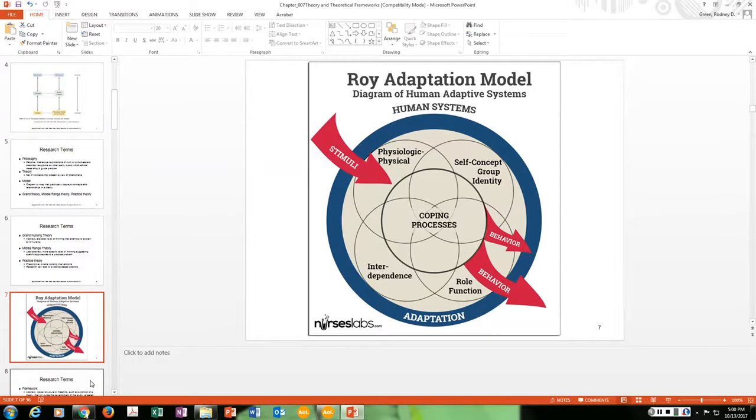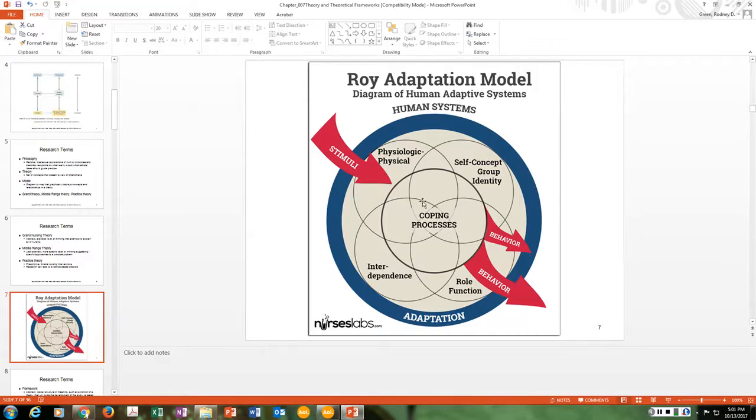Okay, this is an example of Roy, one model of the Roy adaptation model. The Roy adaptation model is an example of a grand nursing theory. So here you have adaptation on the outer level, right? And the gray part represents the individual, and the individual has four modes: a physiologic-physical mode, a self-concept group identity mode, a role function mode, and an interdependence mode. And at the heart of all of these four modes are coping processes.